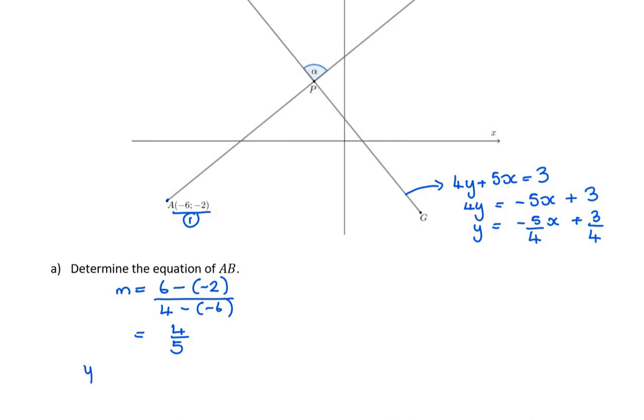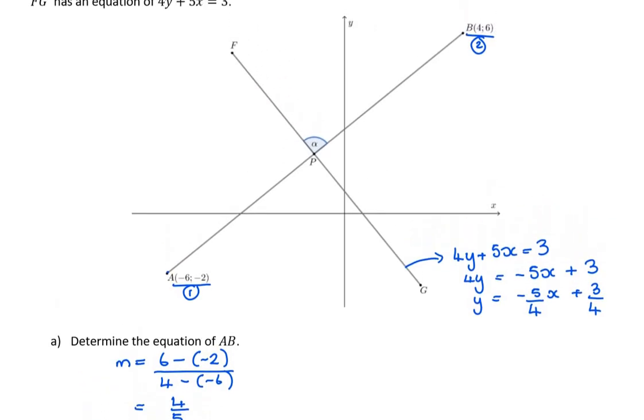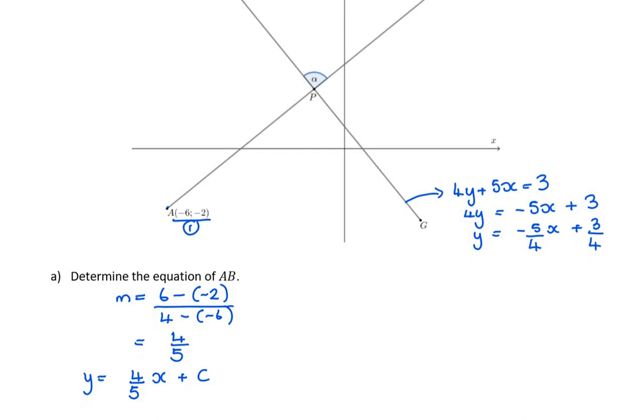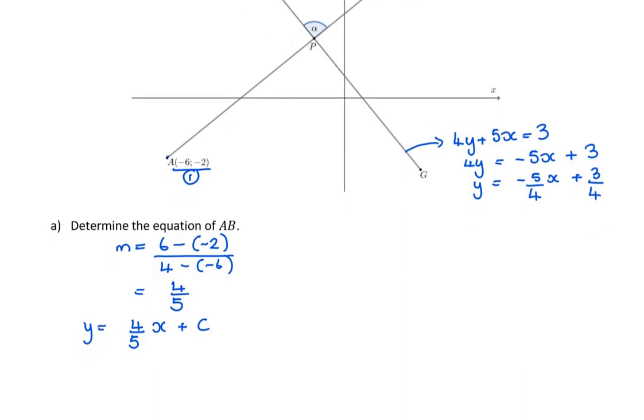Now that means my equation so far is y is equal to 4/5 x plus c. Now always pause and think, does that make sense? Does a gradient of 4/5 make sense in this picture? And it absolutely does, because the graph is slanting upwards. Now what I need to do is I need to substitute in a point and solve for c. It doesn't matter whether you substitute in point 1 or point 2.